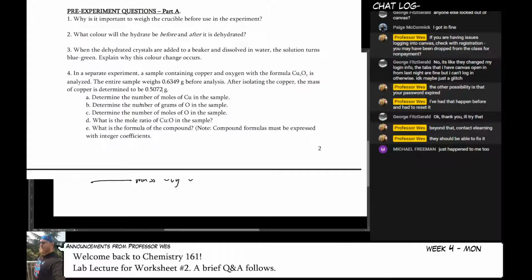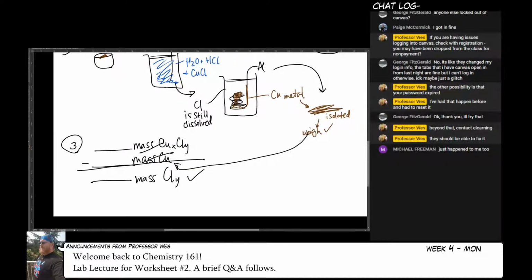Now, remember that formulas don't really care about masses. Formulas care about moles. So all of these masses that we calculated here in this experiment, you're then going to eventually turn all of your masses into moles. So once you have the masses, you'll turn them into moles. And from there, you can make the formula. We're going to show how to do that tomorrow when we talk about moles.